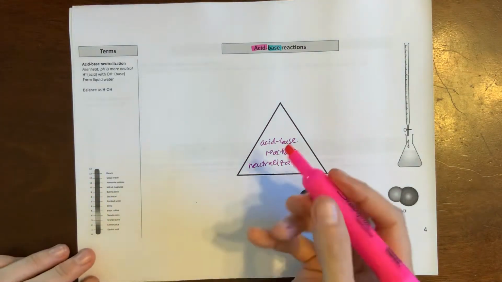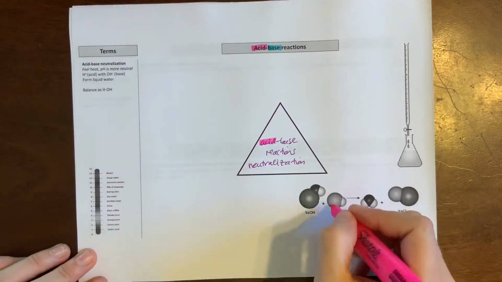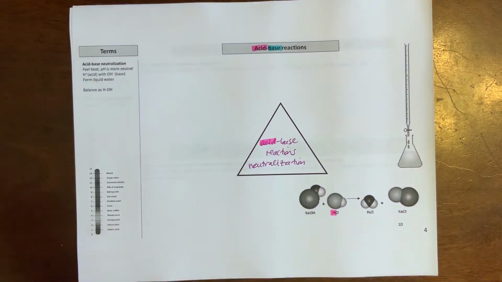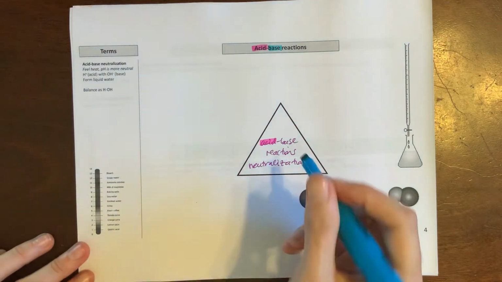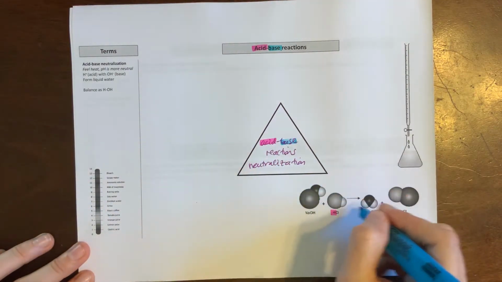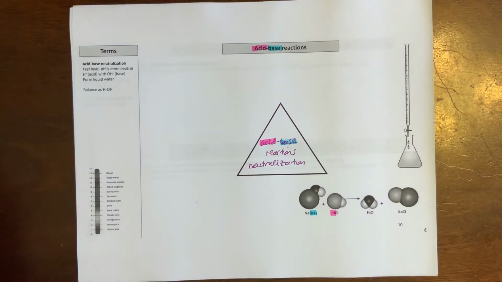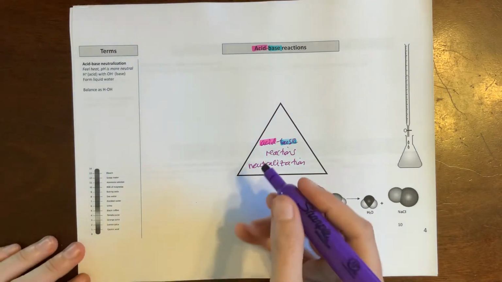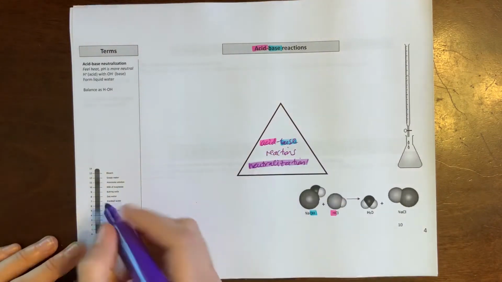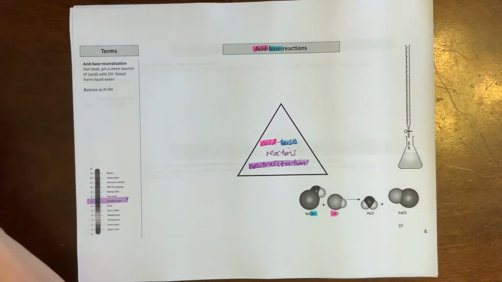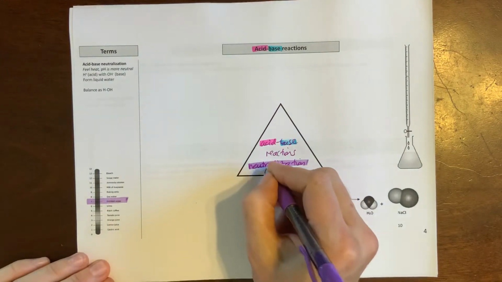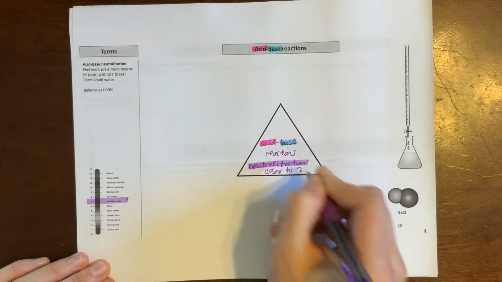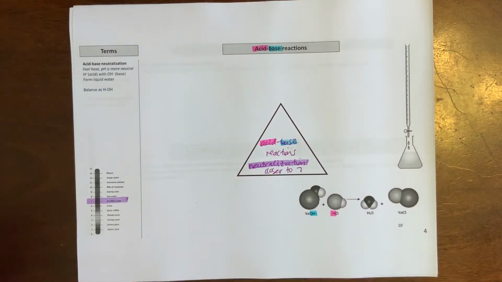So if I can grab my colors, we're going to see that we have some acids like HCl that react with some bases like our hydroxide here, and we will get closer to neutral, not necessarily to 7, but as a result of a neutralization reaction, we get closer to 7 than we were before.